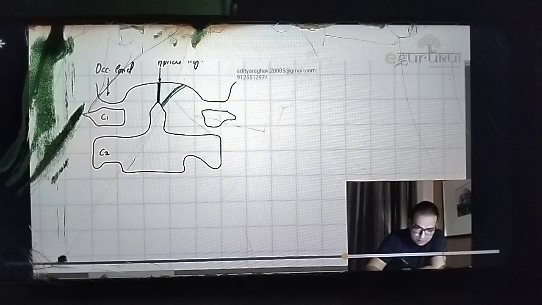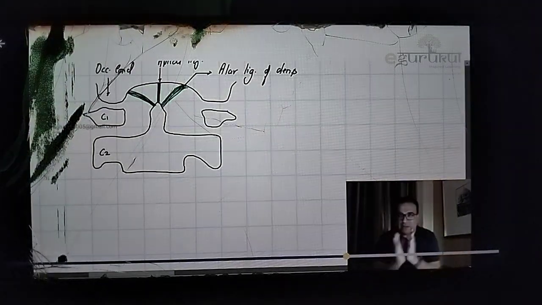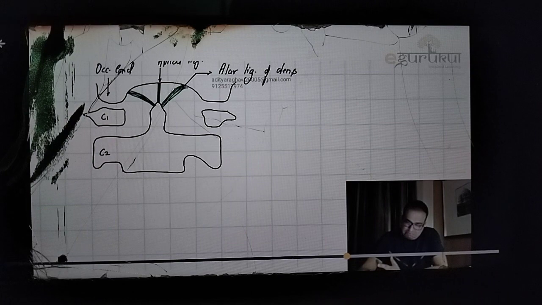And again, it is flaring on the side to the margin of foramen magnum only. It's a very important ligament, also called the check ligament. This ligament is called the alar ligament. Alar ligament of dens. That was the apical ligament of dens. This is the alar ligament of dens. Cruciate, you already know it here.